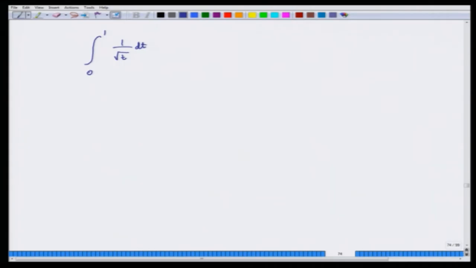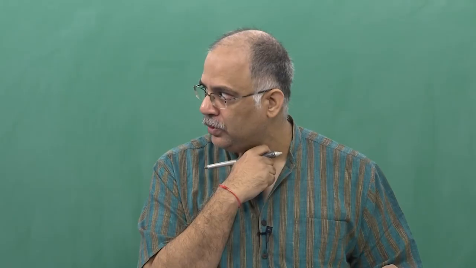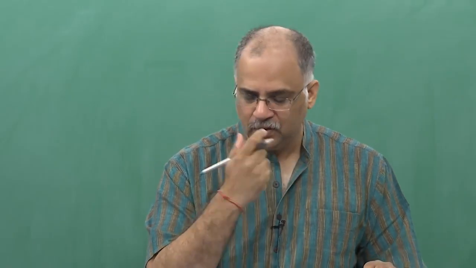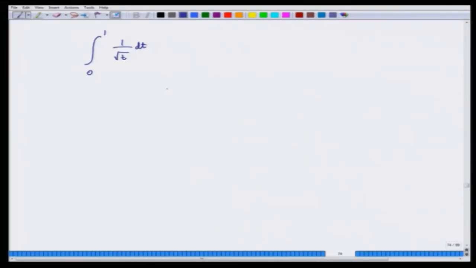Is this an improper integral? Yes, because though it does not have an infinity anywhere, it has this bad situation of the function not being defined at 0. So, how will you get across this situation? What will you do here? You can say, okay, let it not be defined at 0. So, the question is, can I compute the integral from epsilon to 1 of 1 by root t dt? Let me check it up.